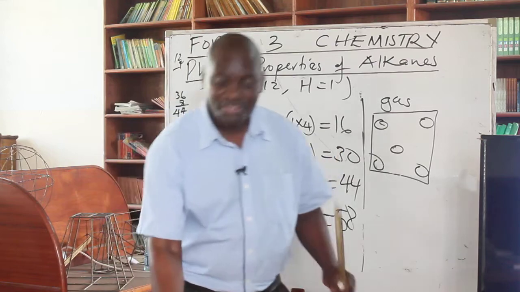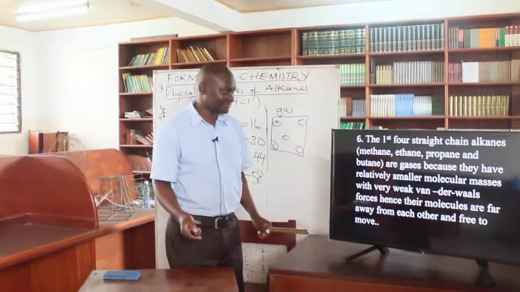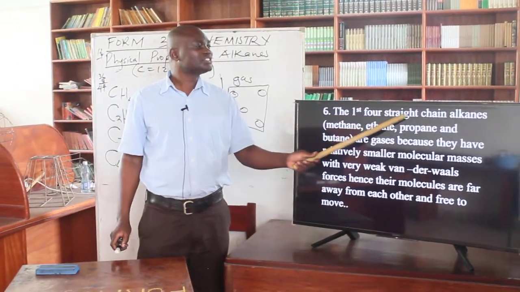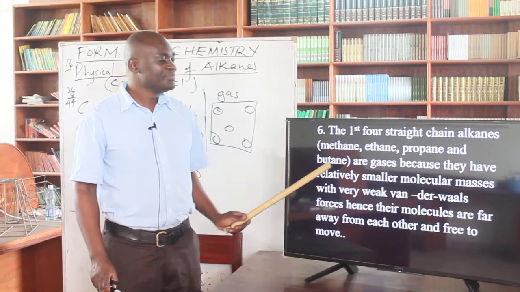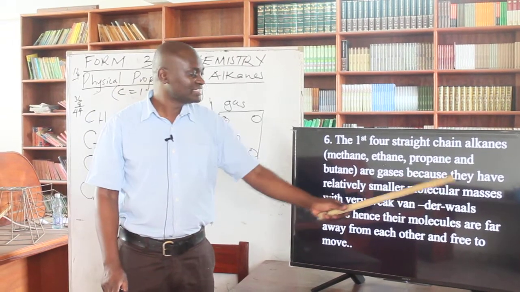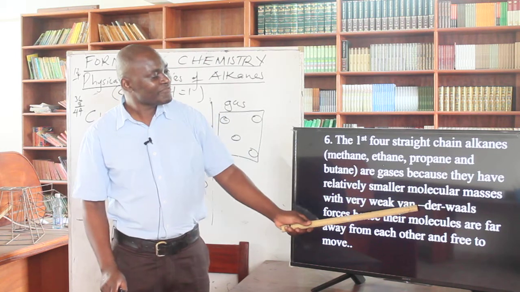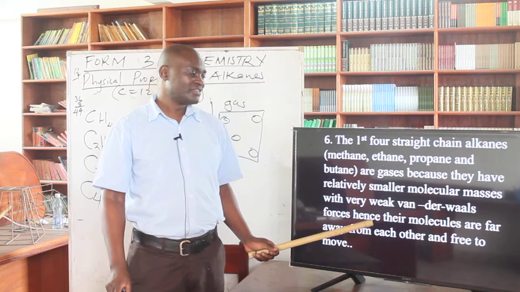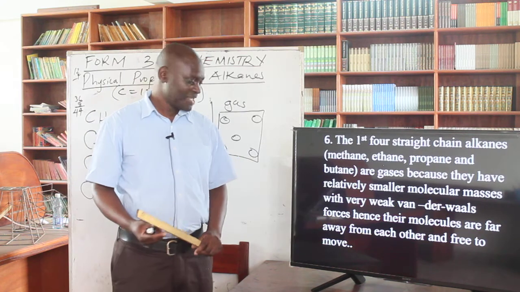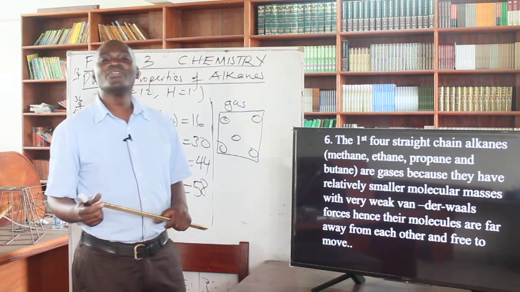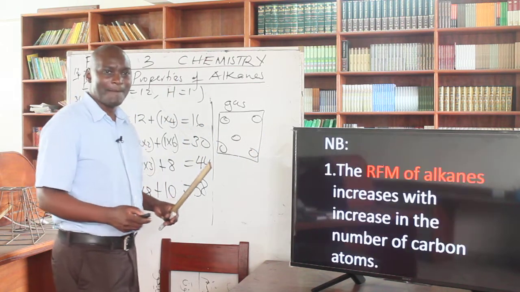That is one. Now, to summarize, it has been summarized in this point that the first four straight chain alkanes, methane, ethane, propane, and butane, are gases because they have relatively smaller molecular masses with very weak van der Waals forces. Hence, their molecules are far away from each other and free to move. So they exist as gases. Let's go back to the table.